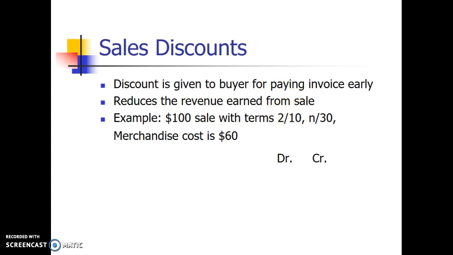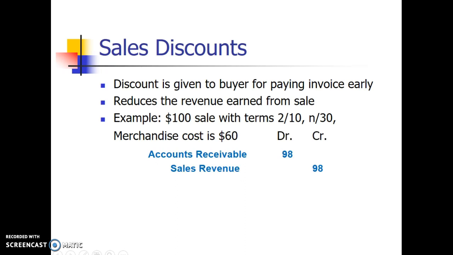days. And so GAAP does not want us to overstate our sales revenue. And so under GAAP, the assumption is that the customer is going to take advantage of that sales discount. And so the sale really isn't going to be for 100. It's only going to be for 98 because they'll get to take a 2% discount. So we're going to record the sale as a debit to accounts receivable for 98 and a credit to sales revenue. We still have to make that second journal entry to debit cost of goods sold for our cost of the merchandise and credit merchandise inventory for the same $60 cost.